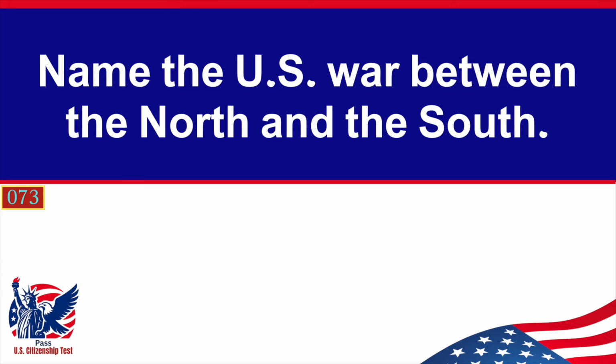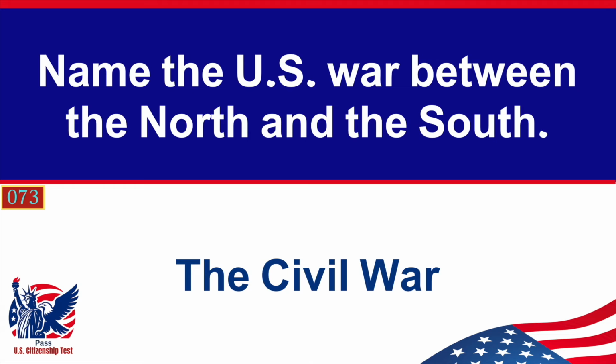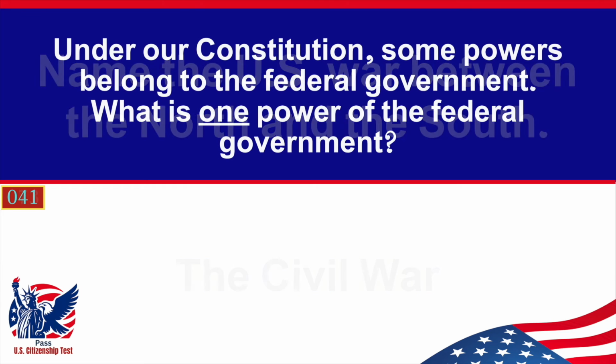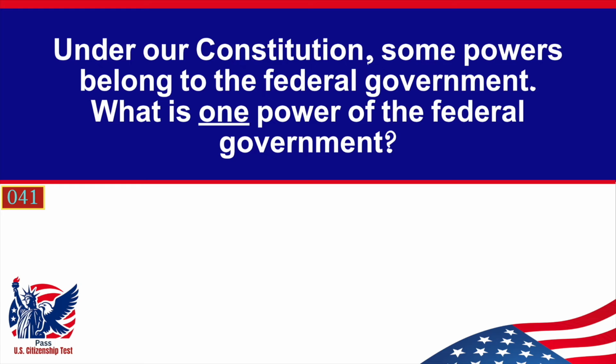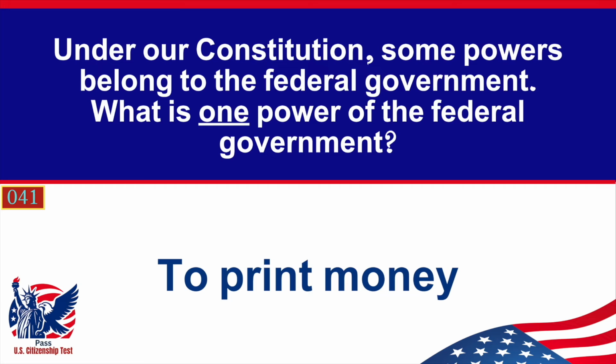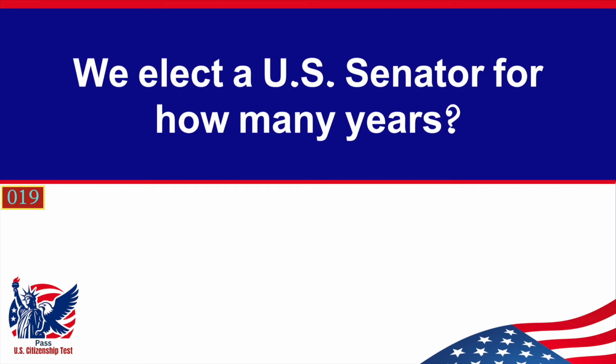Name the U.S. war between the North and the South. The Civil War. Under our Constitution, some powers belong to the federal government. What is one power of the federal government? To print money. We elect a U.S. Senator for how many years? 6.